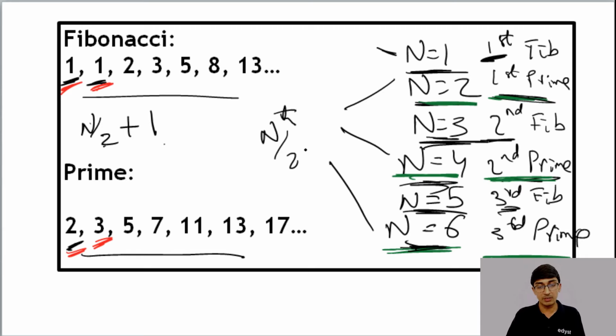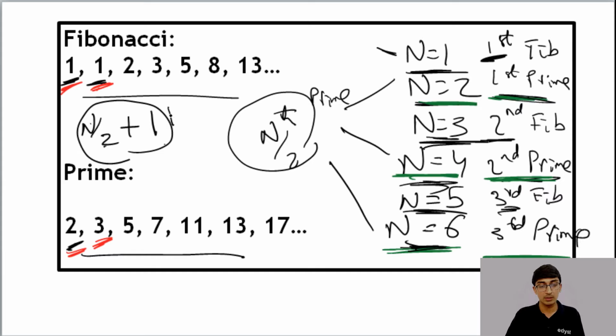So whenever we have an even number, we print the n by 2th prime number, and whenever we have an odd number, we print the n by 2 plus 1 Fibonacci number, right? That's what we do. So just recapping over here, if you actually just write it out, you will get n is equal to 1, we want to print the first Fibonacci. N is equal to 2, we want to print the first prime. N equal to 3, second Fibonacci. N equal to 4, second prime. N is equal to 5, third Fibonacci. N is equal to 6, third prime.